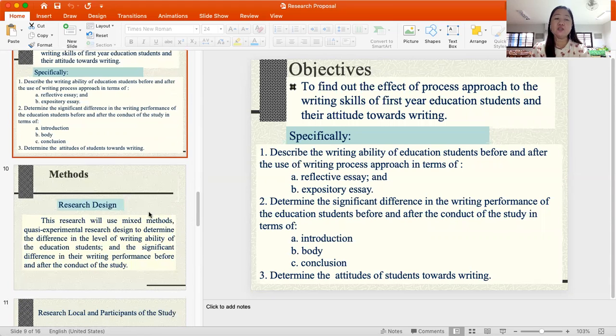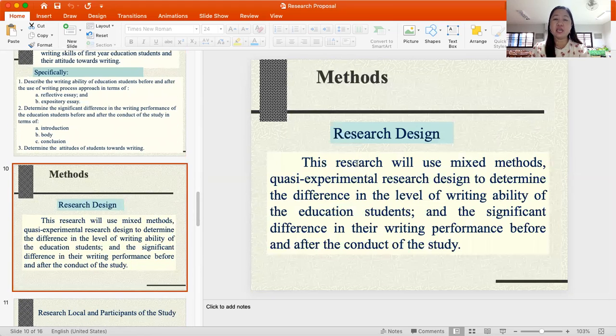So moving on to the methods of this study, this research will use mixed methods, quasi-experimental research design to determine the difference in the level of writing ability of the education students and the significant difference in their writing performance before and after the conduct of this study.